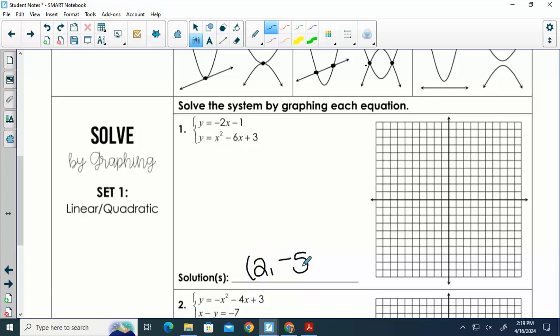Now, you can check this, especially if you're not really sure, by plugging them back in. If my x is 2, the first one, negative 2 times 2 minus 1 is negative 5. If I put a 2 in here, I get 4 minus 6 times 2 plus 3. And we get negative 5. So you can check from the equations, if you just put them back in, they should work. You could definitely use your graphing calculator for that as well.